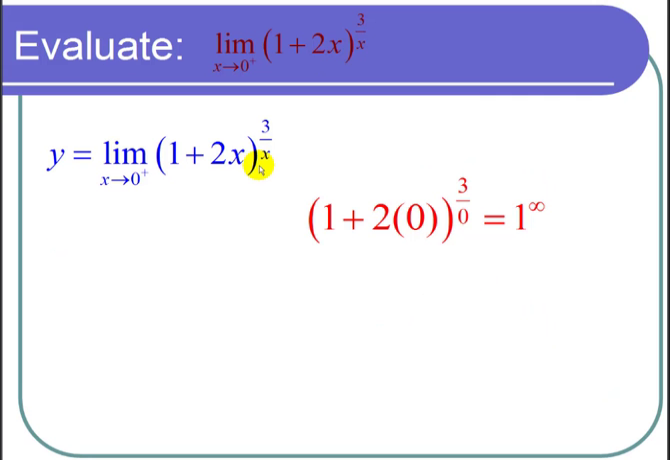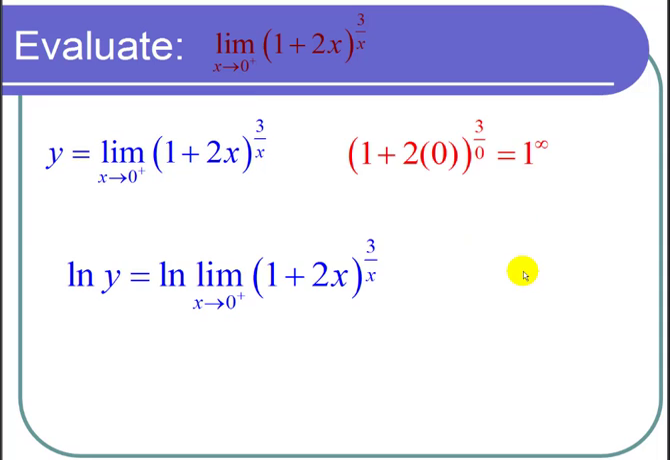And to do that, the first step is to plug in, and if I plug in x equals 0, I end up just getting 1 plus 2 times 0, that's just 1. And then 3 divided by 0 goes to infinity, and 1 to infinity is one of the indeterminate terms.